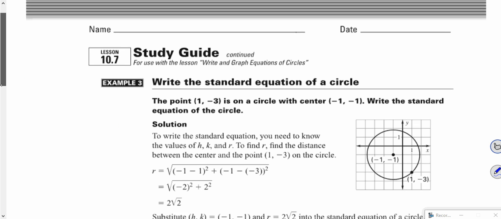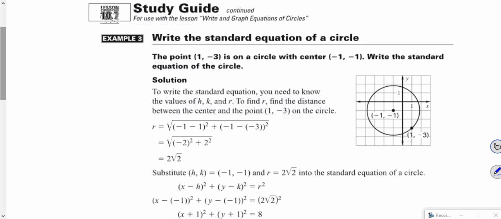Now, here we're going to have to write the standard equation of a circle, and we're not just given the radius. We have to figure out what the radius is using the distance formula. So it says the point 1, negative 3 is on a circle with center negative 1, negative 1. They're showing us this is my center, so that's my h and that's my k in my formula. The trick here is that we have to calculate this distance to get r. So remember your distance formula, or the part that they have there in your vocab.